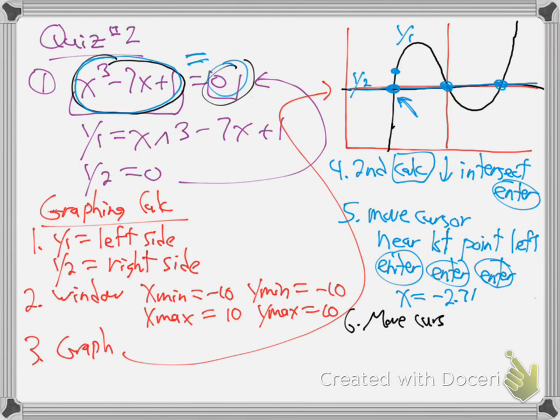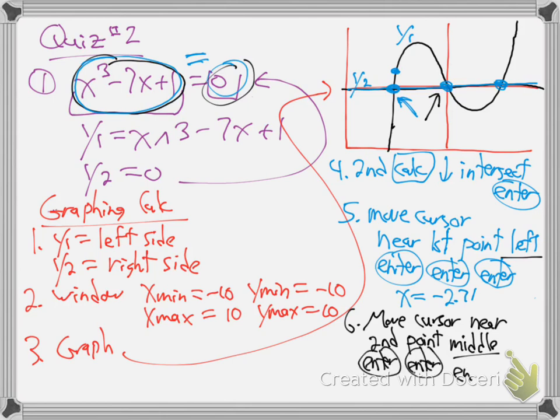And then step 6. Now move the cursor near the second point in the middle. Move it near that one and hit enter, enter, enter. It looks like it's at 0, but it's not. It's x equals 0.14.